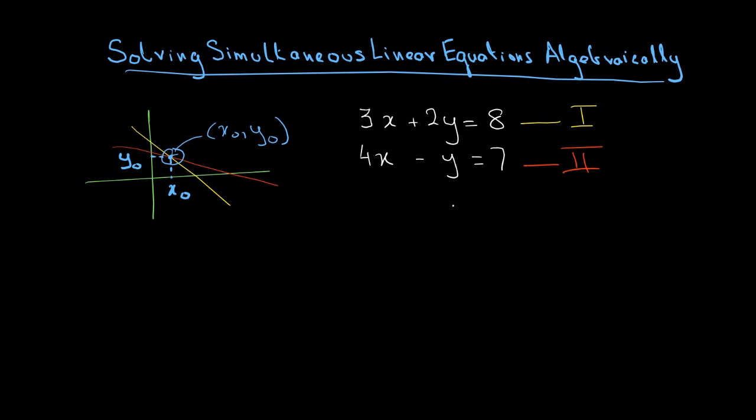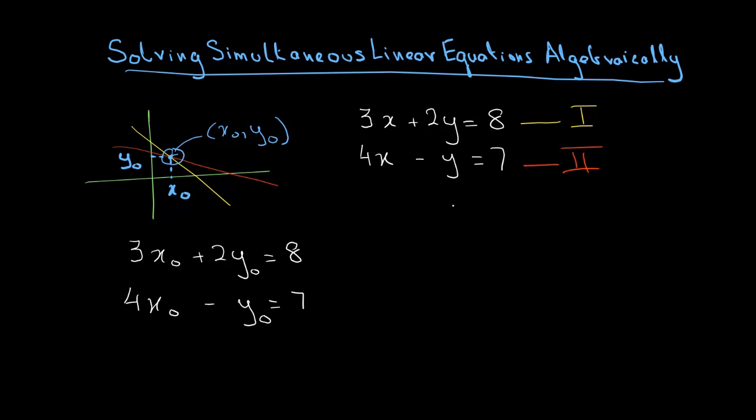So clearly that point is going to be 3x naught plus 2y naught equal to 8, because it satisfies the first equation. But it also has to be true that 4x naught minus y naught will be equal to 7. Now we have to make sure that x naught and y naught is such a point that satisfies both these equations. So let's assume that x naught, y naught satisfies both these equations, and let's try to find out what x naught and y naught is.